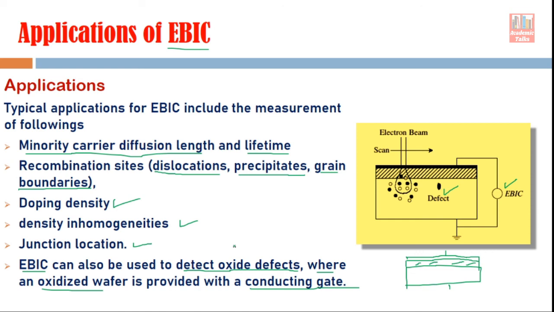So, I hope that this topic is now clear to you. You know the working principle of the electron beam induced current technique. You know what kind of information we can get from it, and you also know the working principle behind it: how electron hole pairs are generated, and that their collection at the edge of the space charge region, or at the edge of the junction, is necessary in order to detect the presence of any recombination site, any defect, junction location, or density inhomogeneities in the semiconductor.